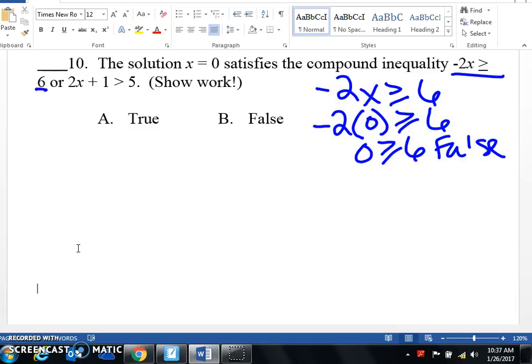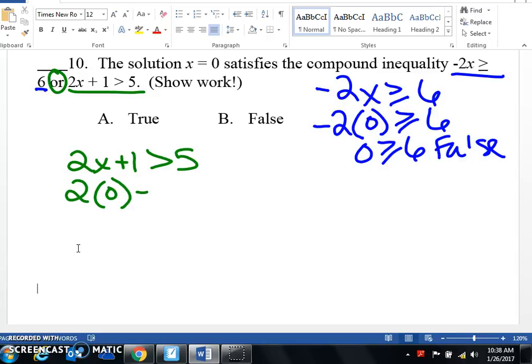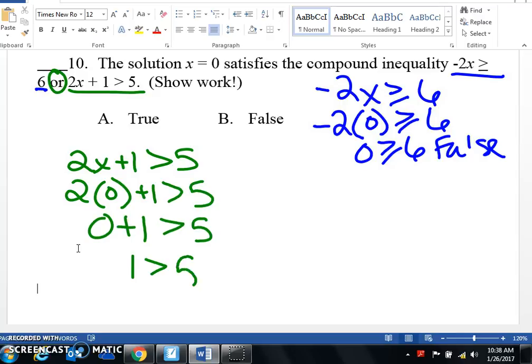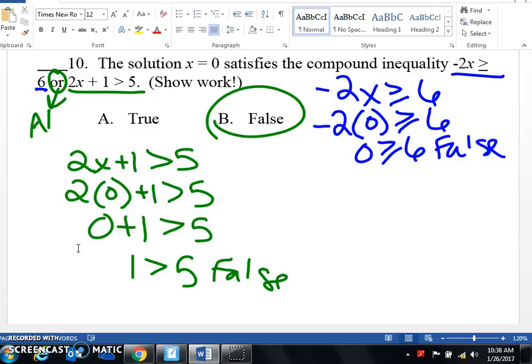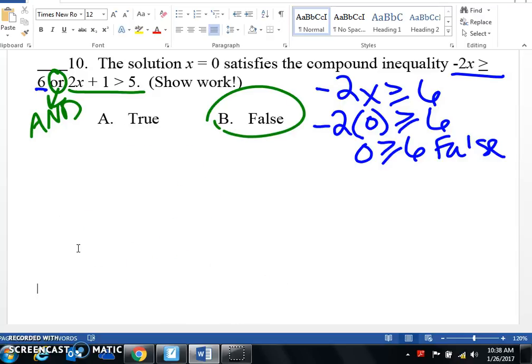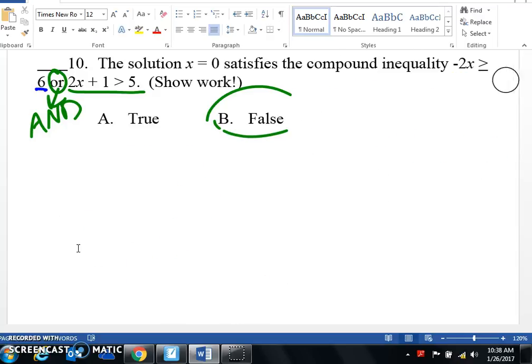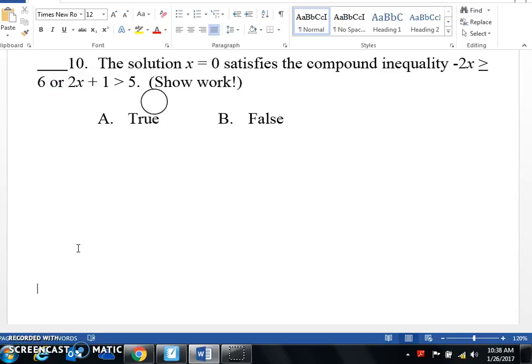However, this is an or. So if it's an or, remember either could be true. So we got to try out this other one. So 2x plus 1 is greater than 5. So we want to go ahead and plug in that 0. That's 0 plus 1. That is also false. Remember, the alligator wants to eat the bigger number. So then if both of them are false, that one's false. Now, if this would have said and, they would have had to be true for both. Okay, so for or, at least one of them has to be true, and for and, both of them need to be true. Hint, hint for the test.